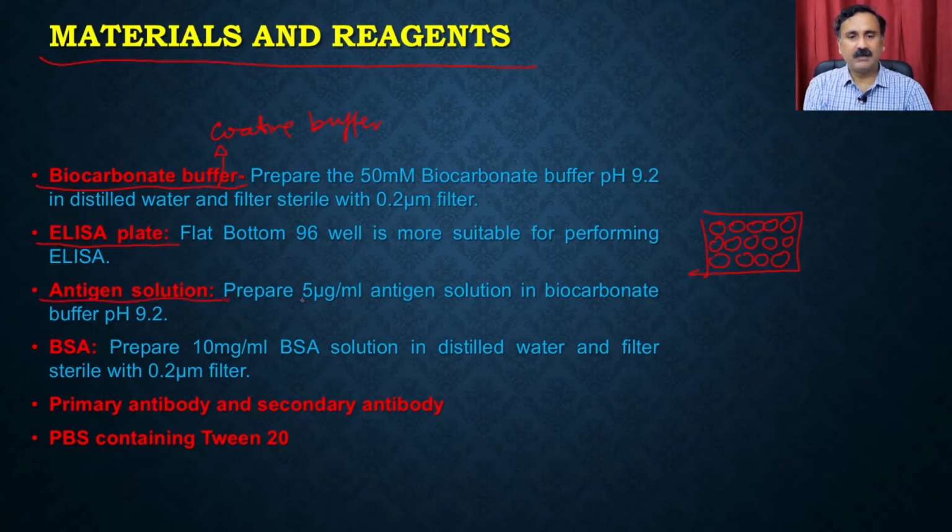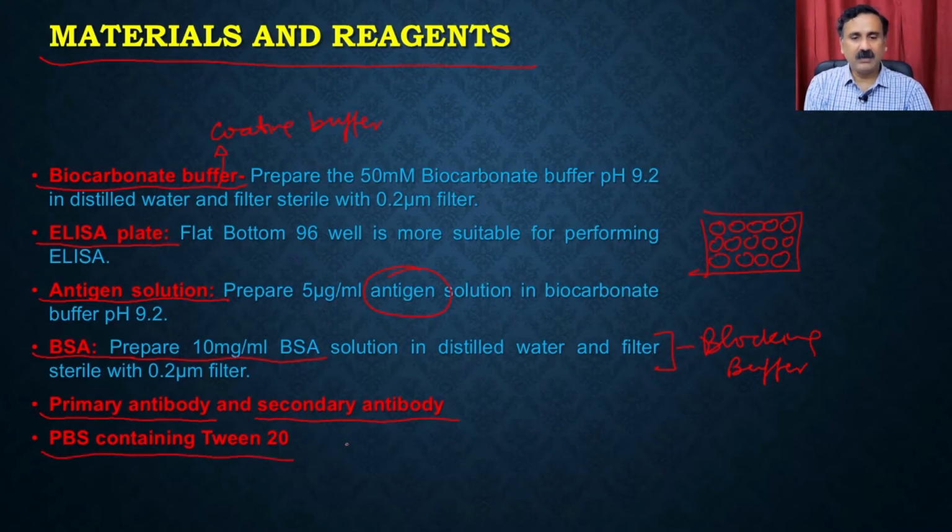Then you require the antigen solution, which means the protein solution which you are going to coat onto the 96 well plate. Then you require the blocking buffer. So you require BSA, which you use to prepare the blocking buffers. Then you require the dilution of the primary antibody, and the preparation of the secondary antibodies, and then you require PBS containing Tween 20, and lastly you also require the substrate which you use for detecting. One of the substrates you use is OPD.